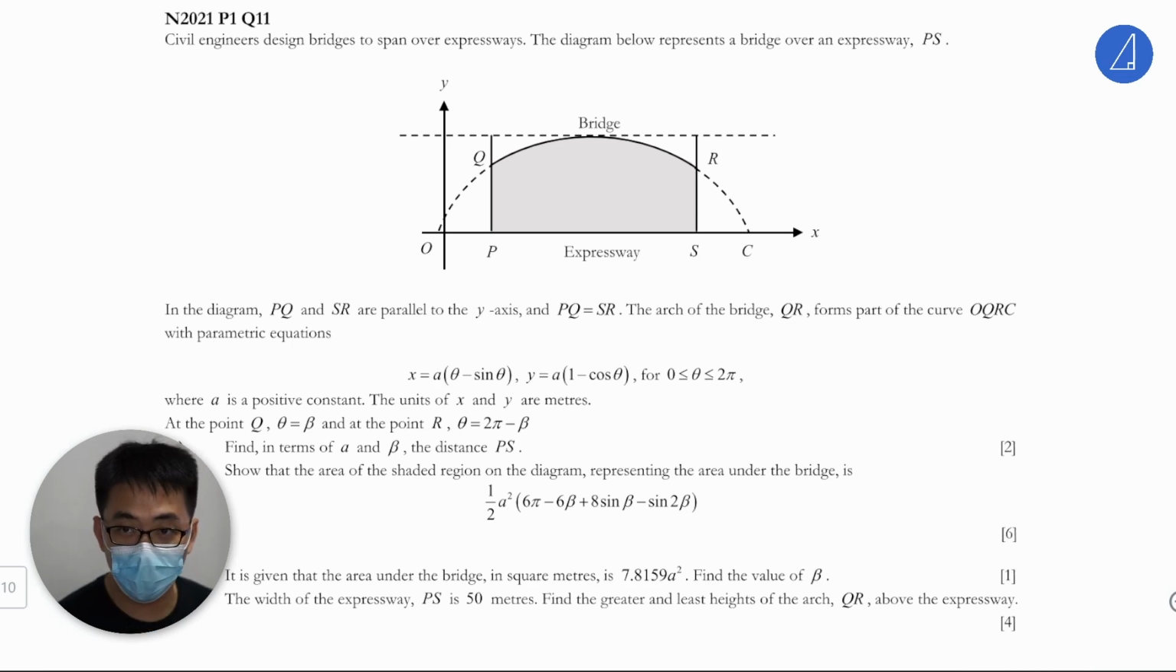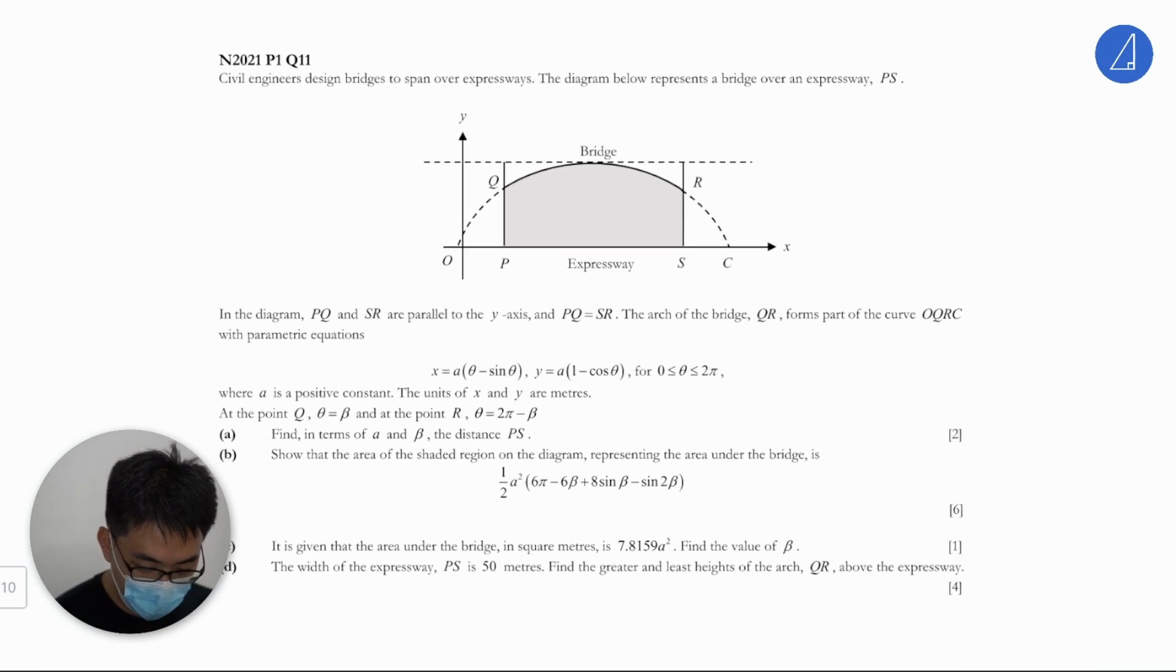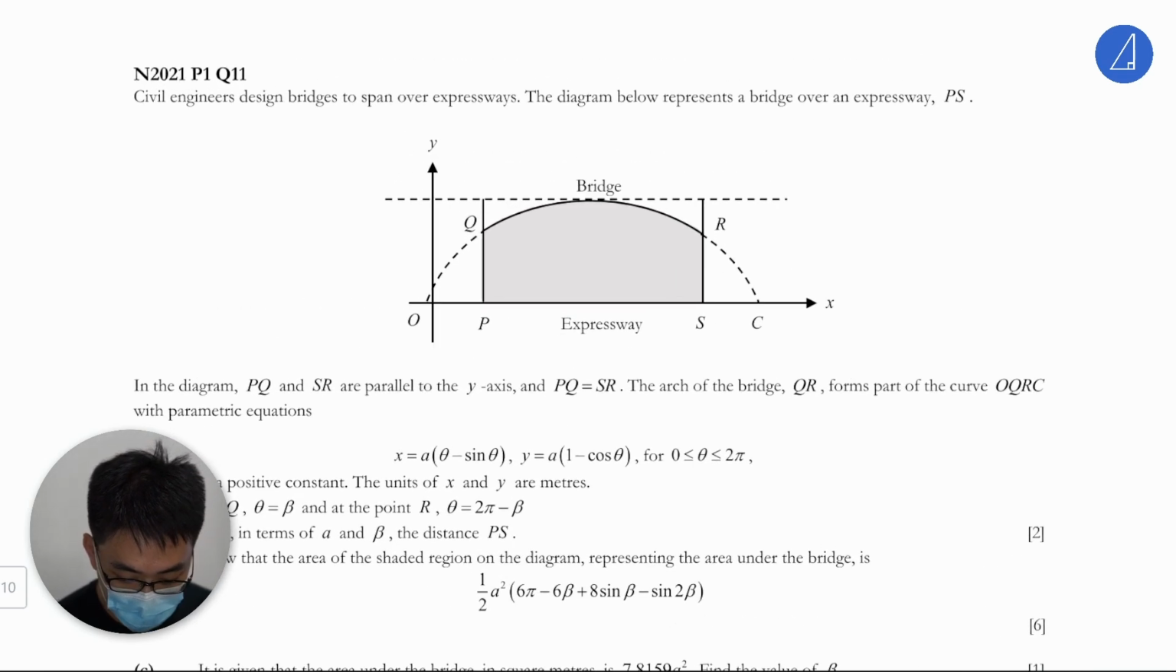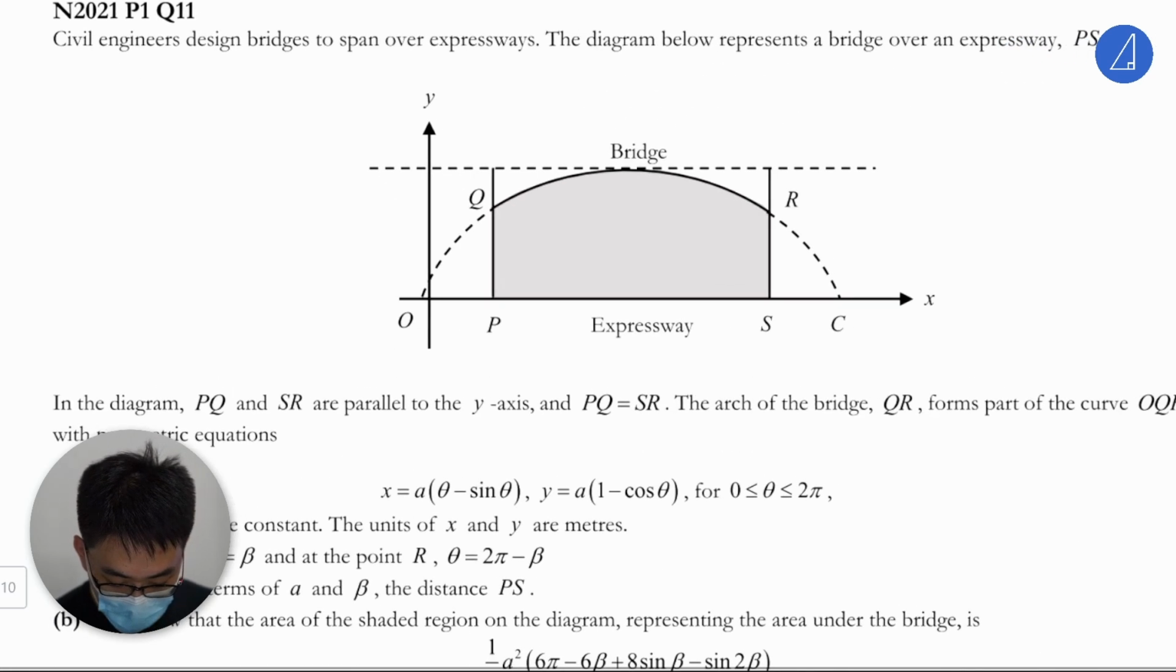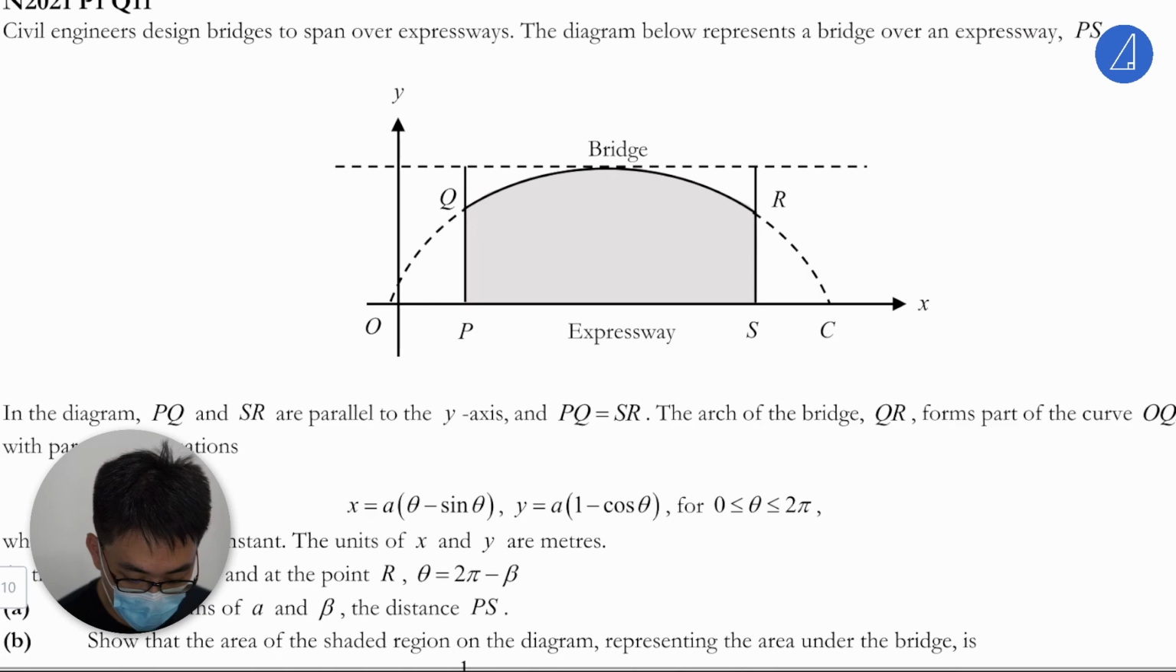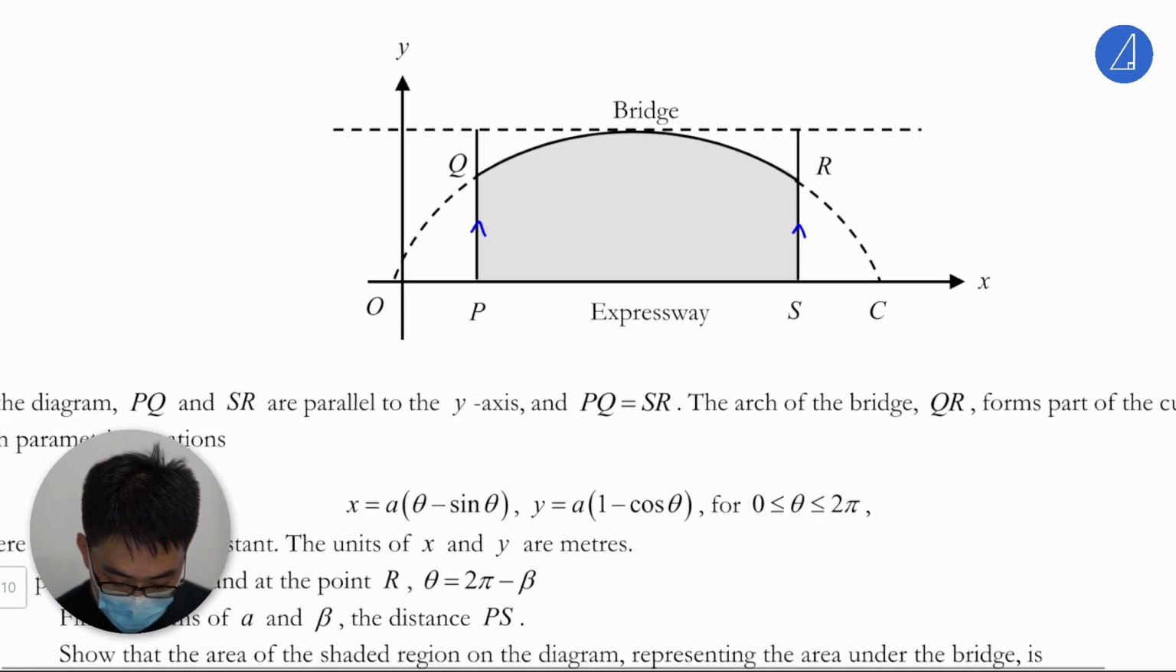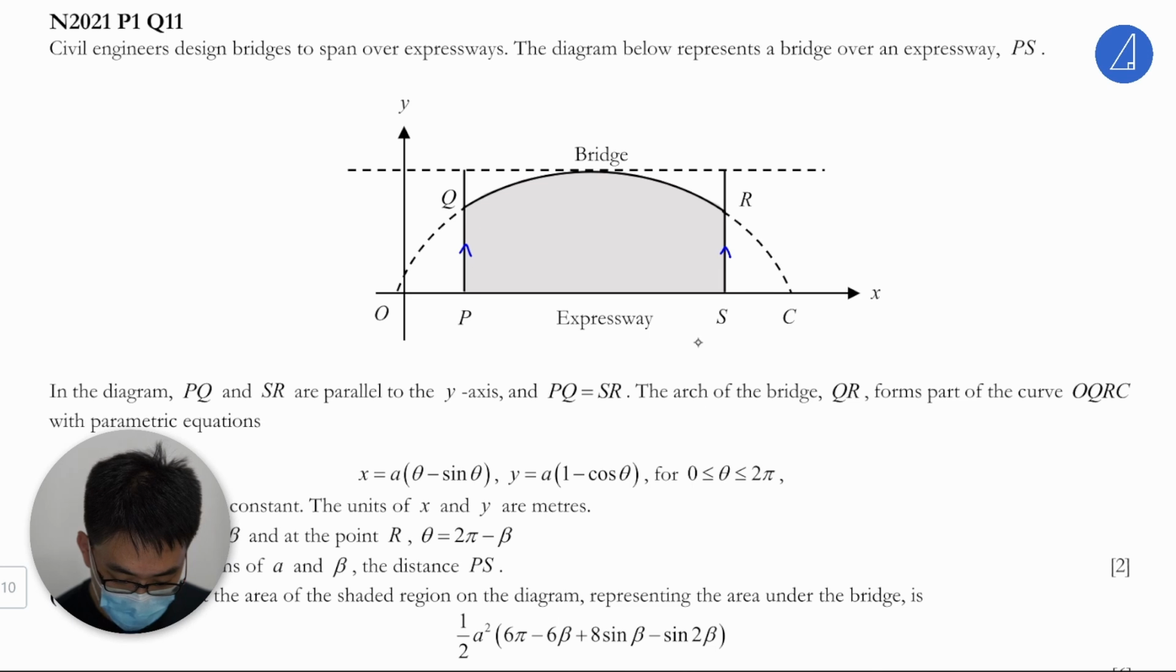Let's try and understand this question here. Civil engineers design bridges to span over an expressway. The diagram represents a bridge over an expressway PS. We are told that PQ and SR are parallel to the y-axis. I'm just going to quickly draw this out. And that the arc of the bridge QR follows this parametric equation.